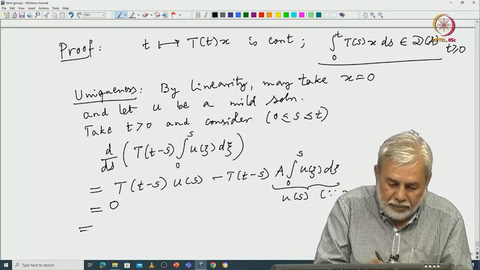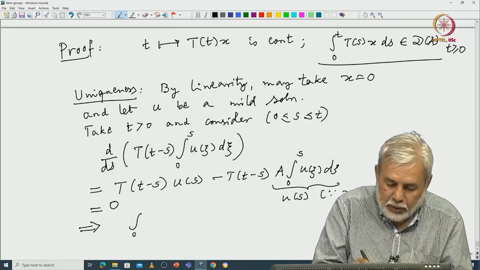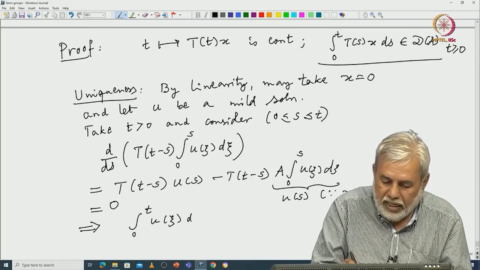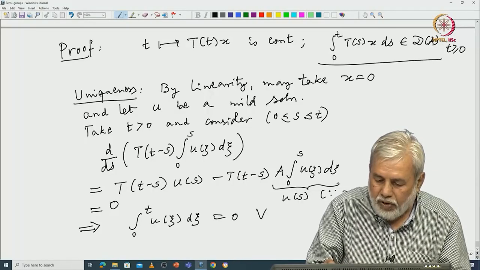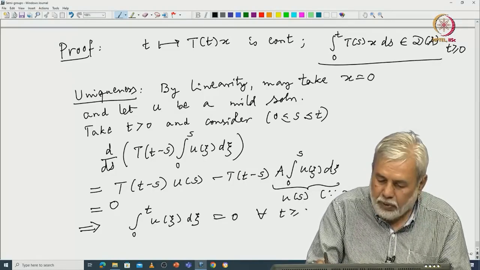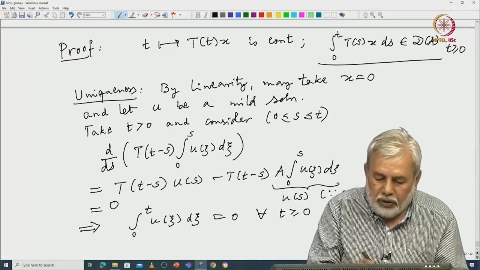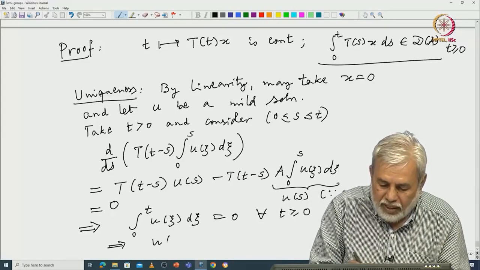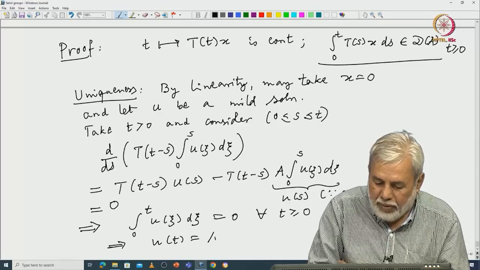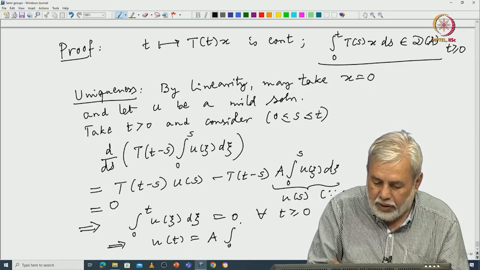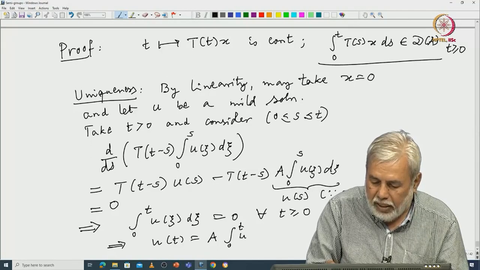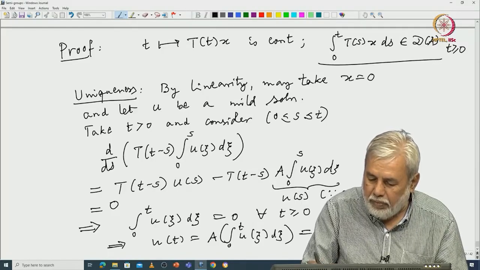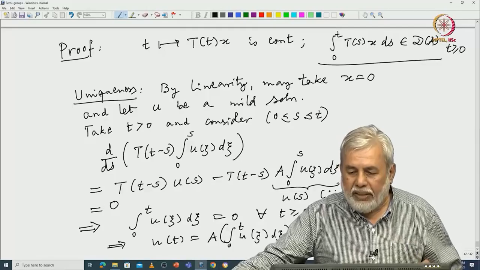So, this implies the integral from 0 to t of u(j) dj is 0 for all t bigger than or equal to 0. But again, you use the equation. That implies u of t, because u is a mild solution, equals A times this integral from 0 to t of u(j) dj, and that is 0. So that proves the uniqueness of the mild solution.